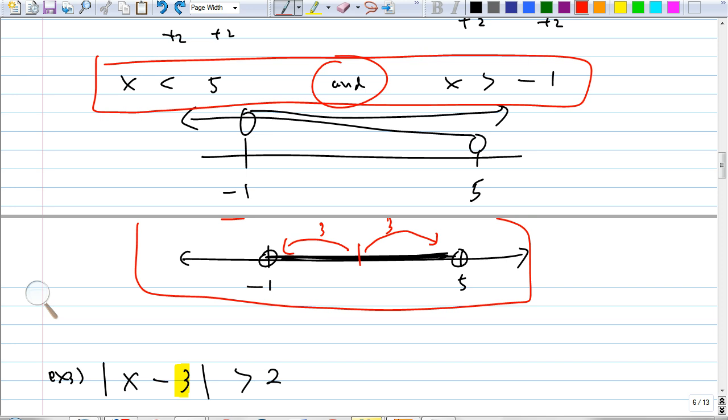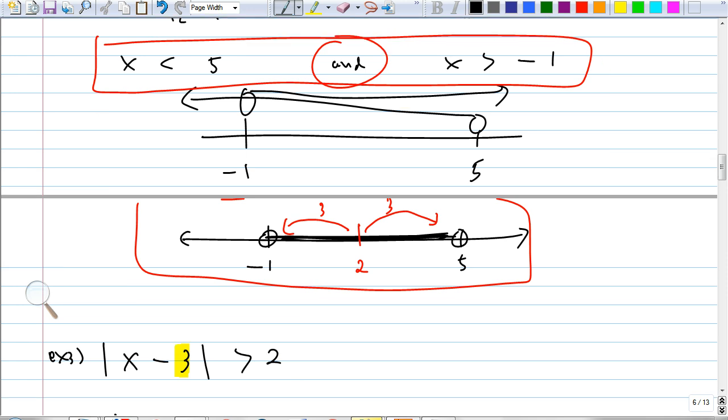See if you could graph this one. Go ahead and solve for x. Tell me the 2 inequalities, with the and or or in the middle, and graph it. Caleb, can you tell me the 2 inequalities that I get? X is greater than 5 or x is less than 1.